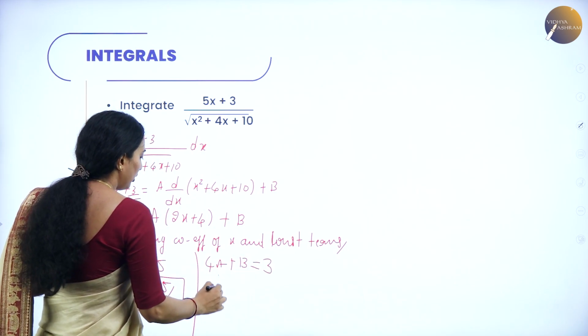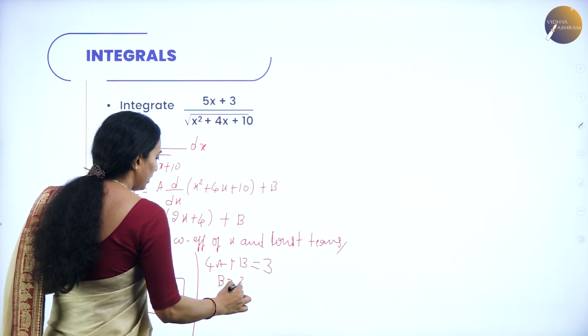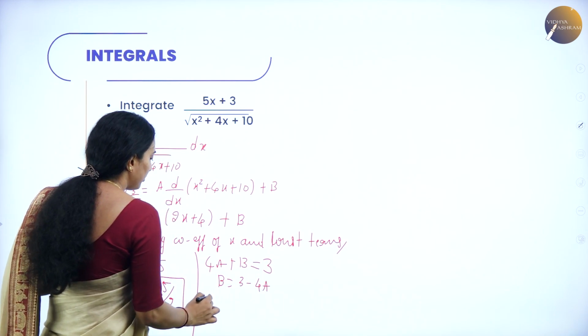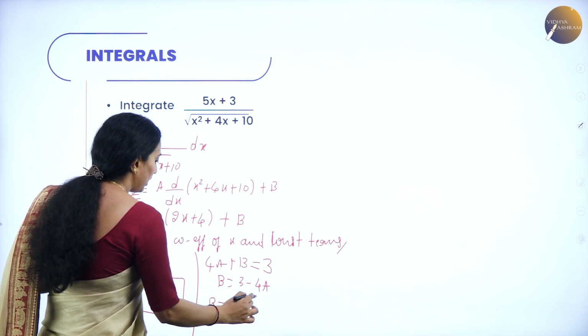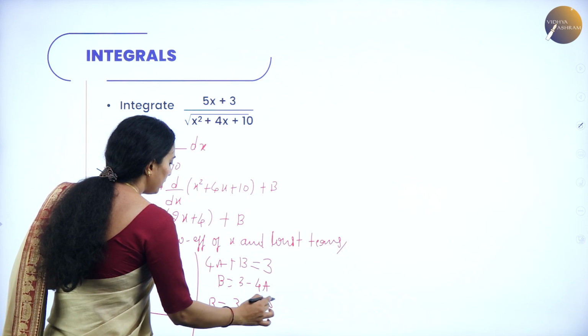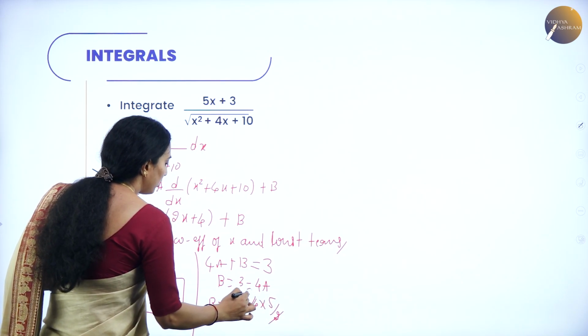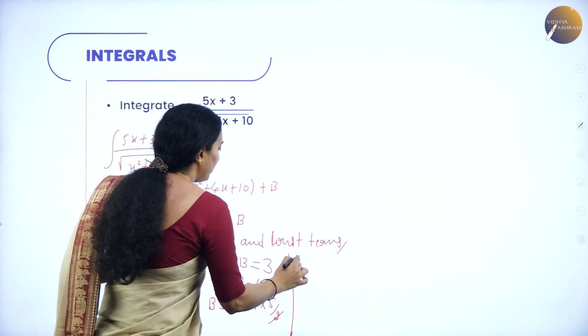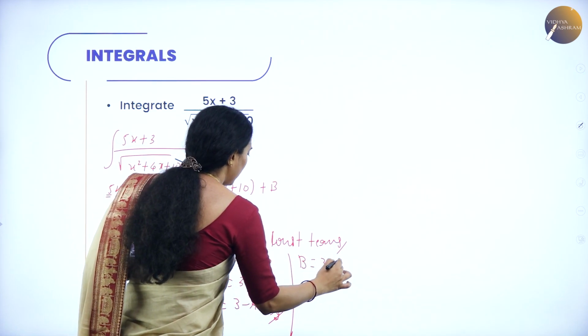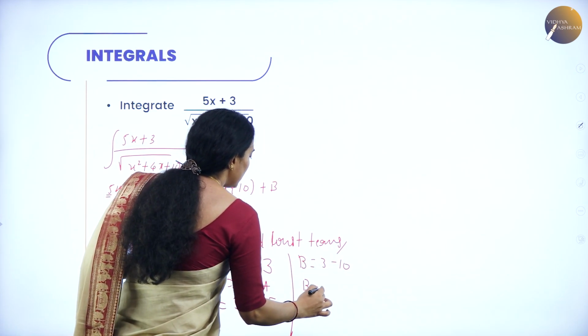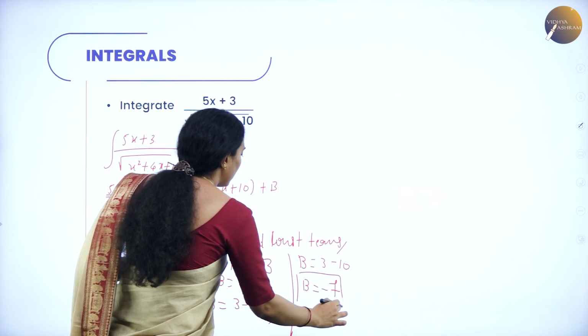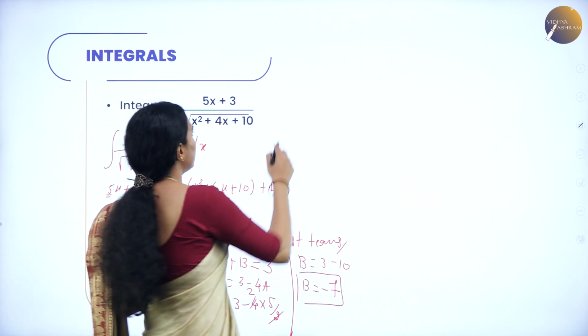Now we know the a value. So b will be equal to 3 minus 4a. Otherwise, b will be equal to 3 minus 4 into 5 by 2. Now 2 1s are 2, 2 2s are 4, 5 2s are 10. So b will be equal to 3 minus 10. So b will be equal to minus 7.